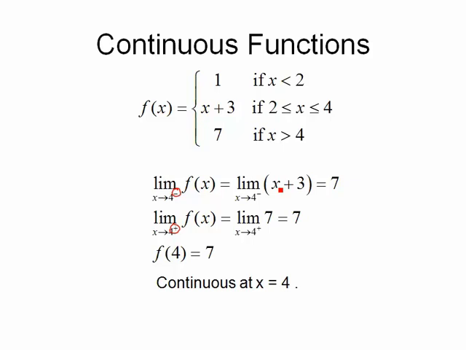On the left-hand side of 4, the formula is x plus 3. On the right-hand side, it's just 7. And if I do the limit of x plus 3 as x approaches 4, I get 7. The limit of 7 as x approaches 4, that's just a constant function, so it's 7. So in this case, the limits match up. And when I do f of 4, I also get 7. So all of these things match up, so I know this is continuous at x equals 4.